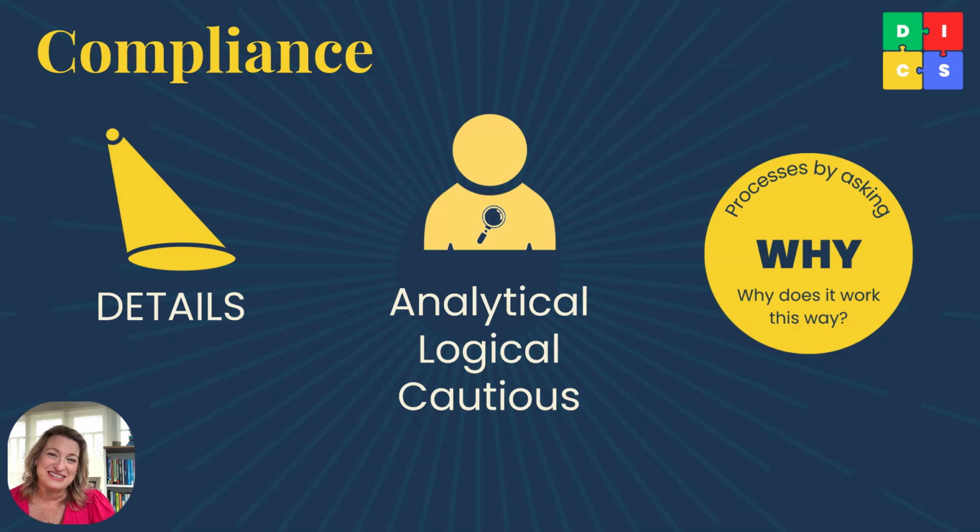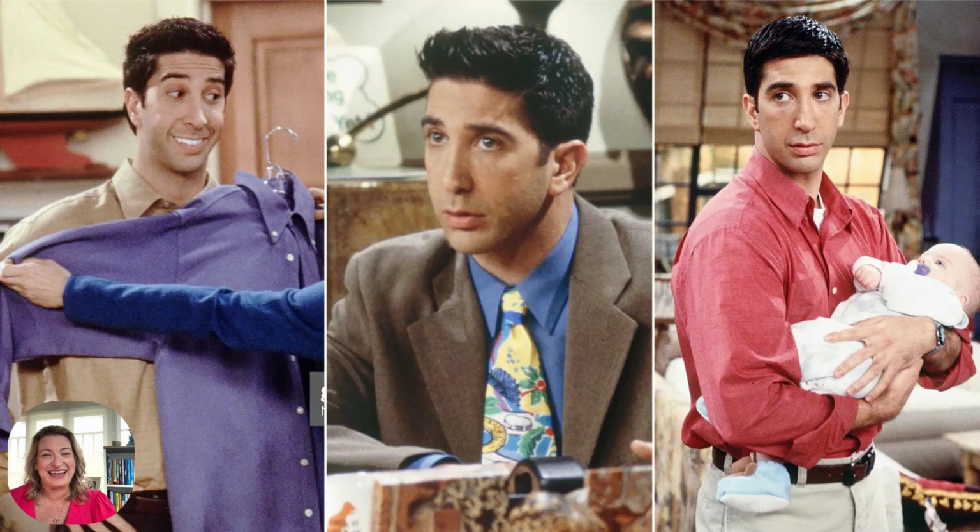Our friend's reference is, of course, Ross. He embodies that reserved and meticulous C behavioral energy. Cautious, rule based, task focused. Ross approaches situations with a logical and an analytical mindset.